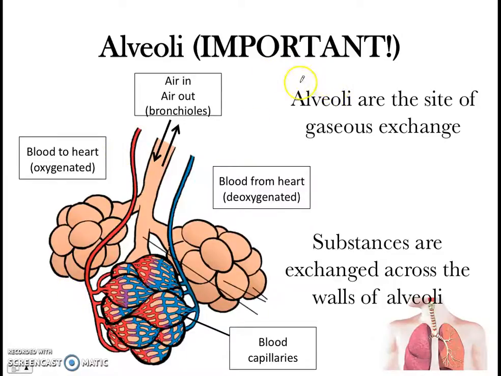So what this tells us is that the alveoli are the site of gaseous exchange. They are the location where gases are exchanged. In particular, gases are exchanged between the blood and the spaces in the alveoli. We'll see this more clearly on the next slide. So substances, or in this case gases, like oxygen and carbon dioxide, are exchanged across the walls of the alveoli. There's an exchange between the blood in the blood capillaries and the spaces inside the alveoli. Let's take a closer look at that.